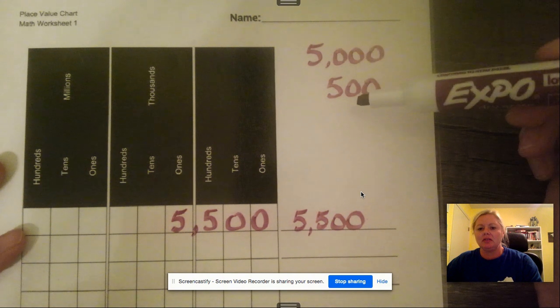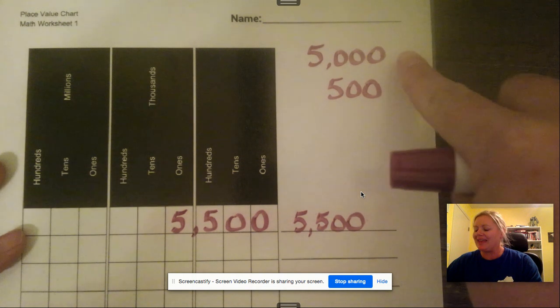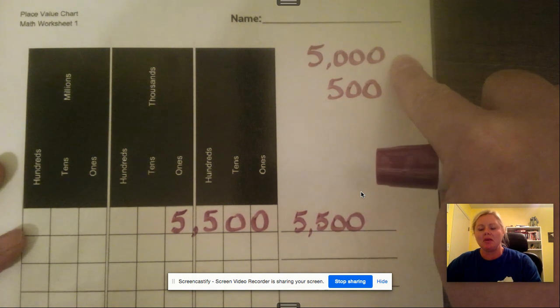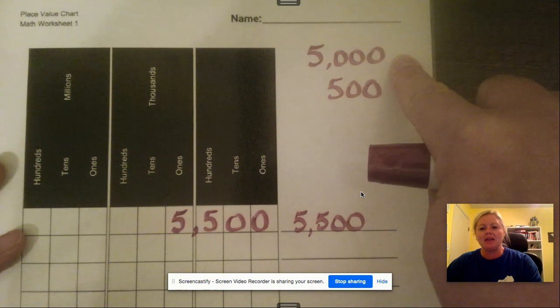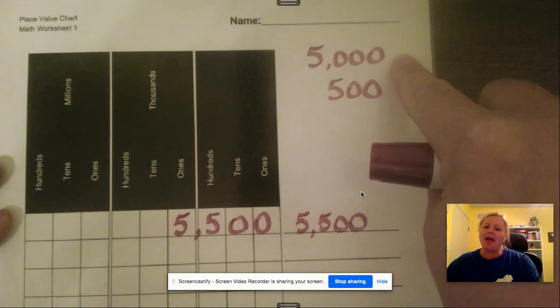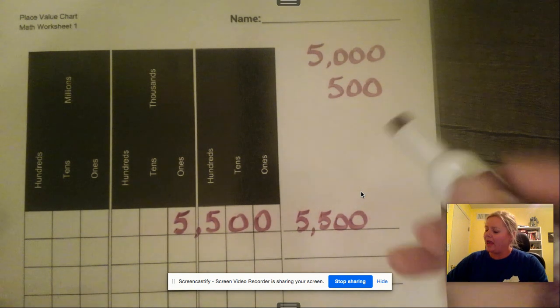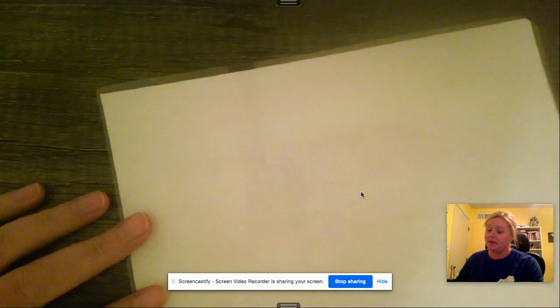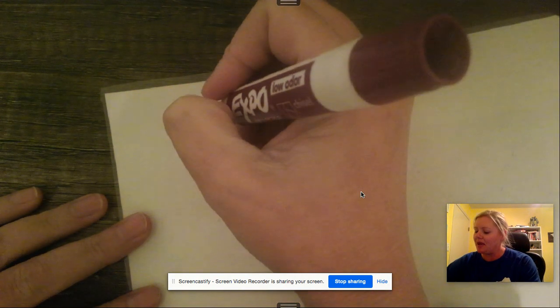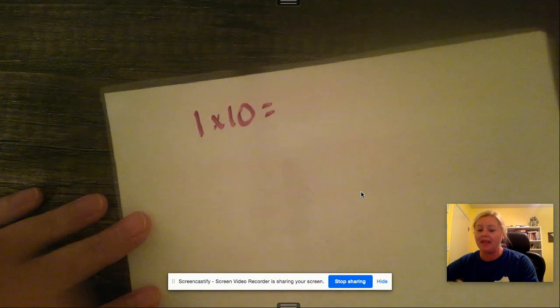I notice 1 zero, 2 zeros. Well, I notice that my thousands place has one more 0. If I know this has one more 0, what could I think about with that? What does that even mean? Well, let me think back to what I already know with my multiplication. I know if I have 1, I'll write this on the back. If I have 1, just 1, and I multiply that by 10, what does that equal? Well, that gives me 10.